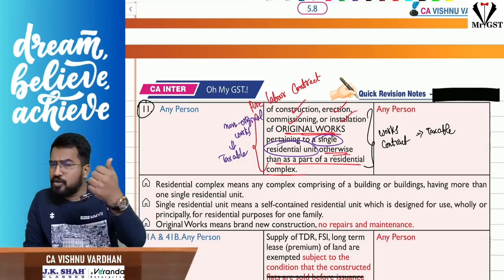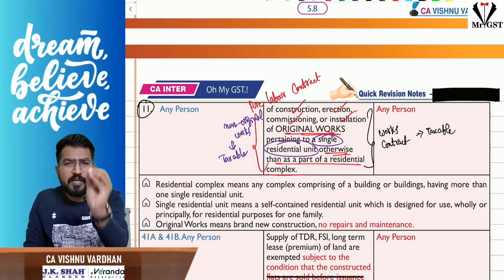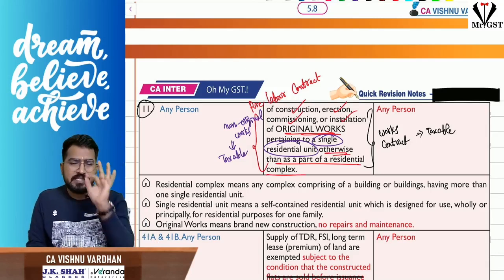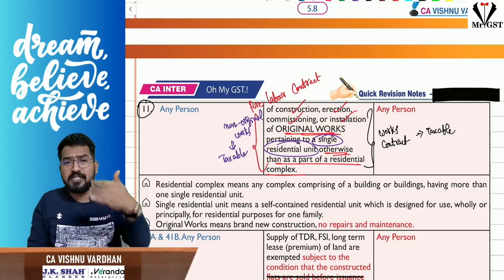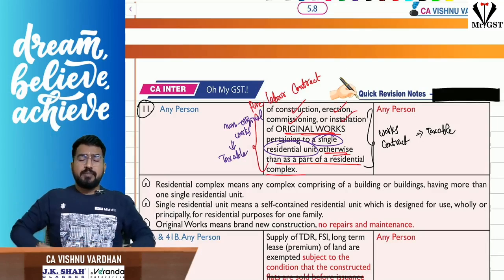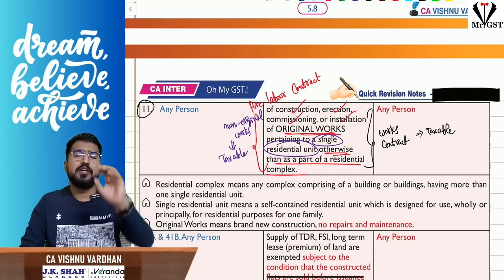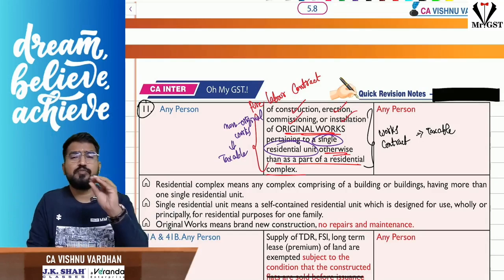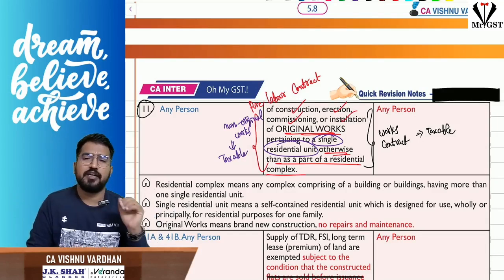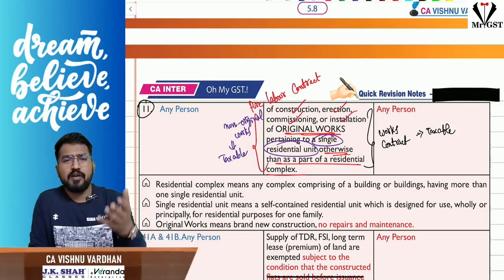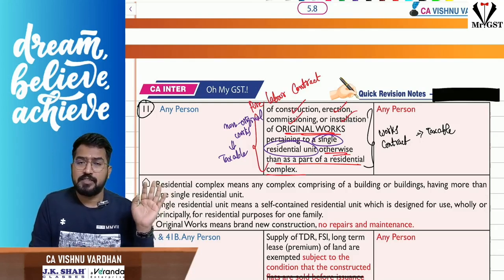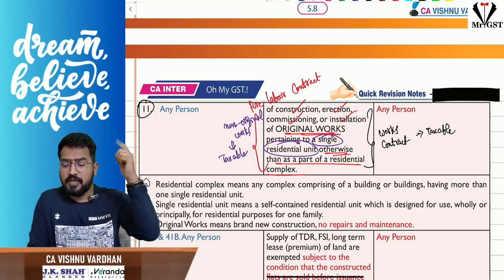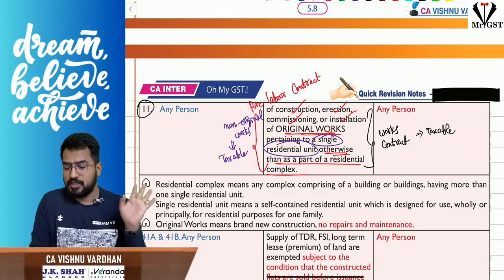That means I am providing a pure labor contract for your independent individual house, a single residential unit which is not part of a residential complex, not apartments, not flats. So I am providing the services of a pure labor contract, constructing that house, maybe a villa or maybe a small house, it doesn't matter. That will be exempt under GST. So there the focus was on Pradhan Mantri Awas Yojana. Here it is all about a single residential unit.